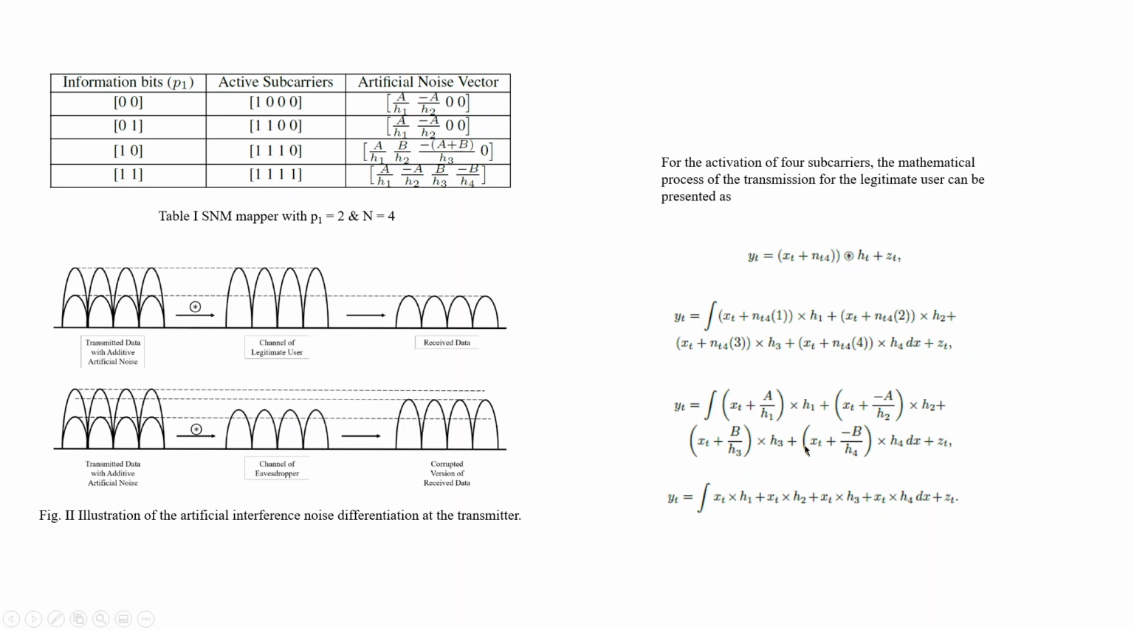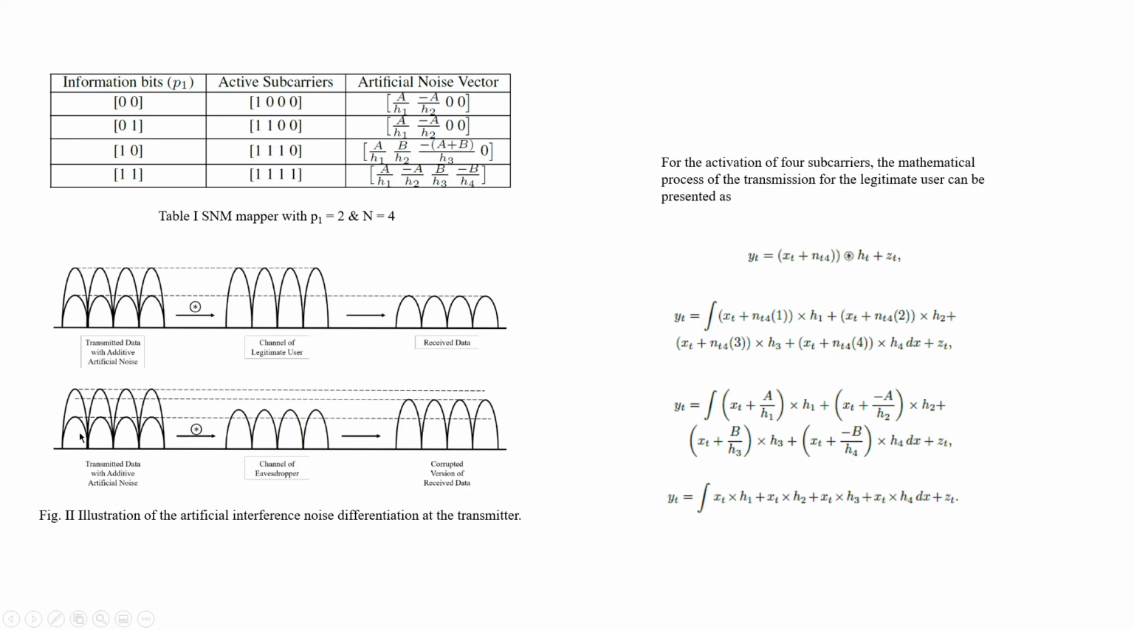On the other hand, since the eavesdropper will not have the same h values as the legitimate receiver, the h values will not have a chance to cancel each other, and eventually the signal will be corrupted on the eavesdropper side. An illustration is shown in figure 2. On the upper hand side, we have the transmitted data with the lower subcarriers, and on top of that we add the artificial noise, and the channel of the legitimate user is this, and eventually these cancel each other, and at the end we come up with the pure received data for the legitimate receiver.